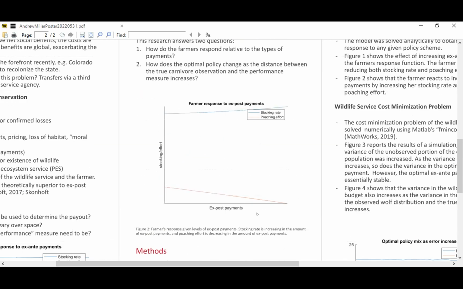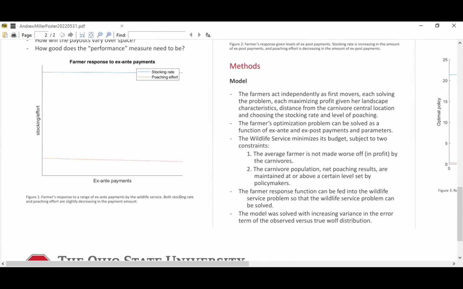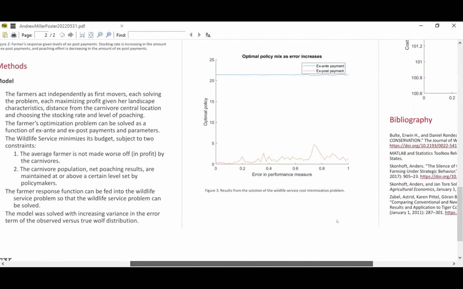So first, here are some basic results, just based on the model itself. You'll notice that there's no scale here. It's just showing the directions of the model solved simply. The farmer responds to the ex post payments by decreasing the poaching effort, but increasing stocking rate. So it's that habitat loss idea, where once you have the insurance, you actually expand your operations because you essentially have insurance against the killing of your livestock. On the other hand, the farmer responds by reducing both activities to the ex ante payments. So payment for the existence of the wildlife on the property results in a reduction of stocking rate and a reduction of poaching effort, which is more what the wildlife service is looking for.